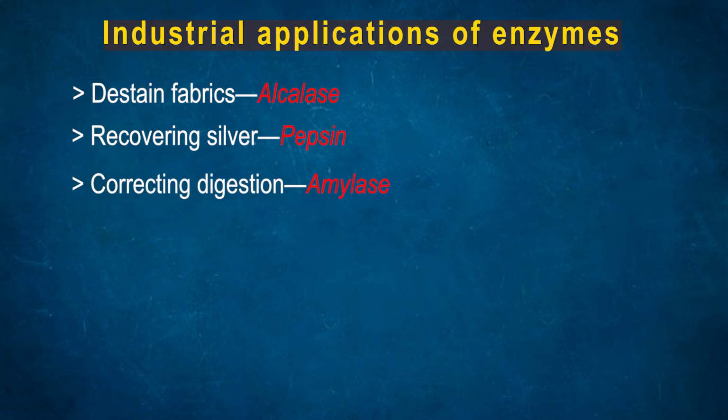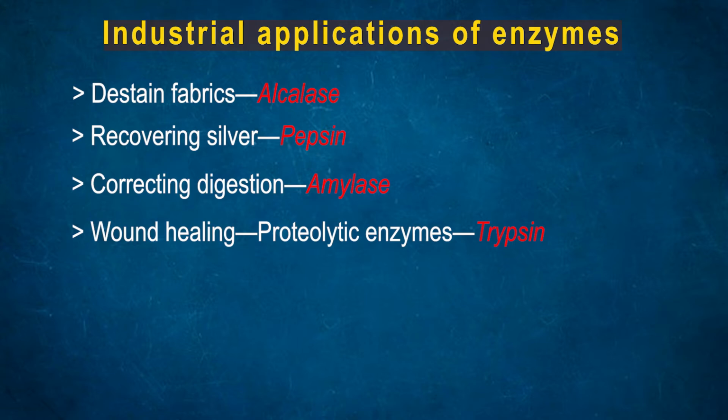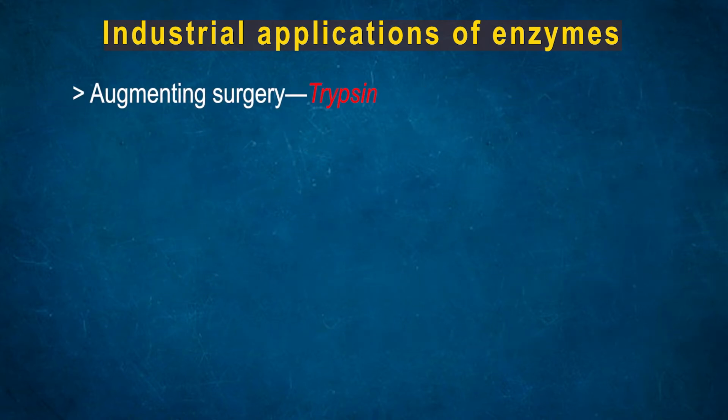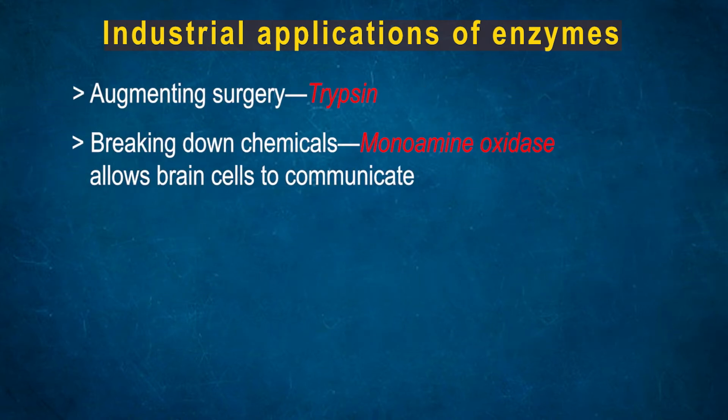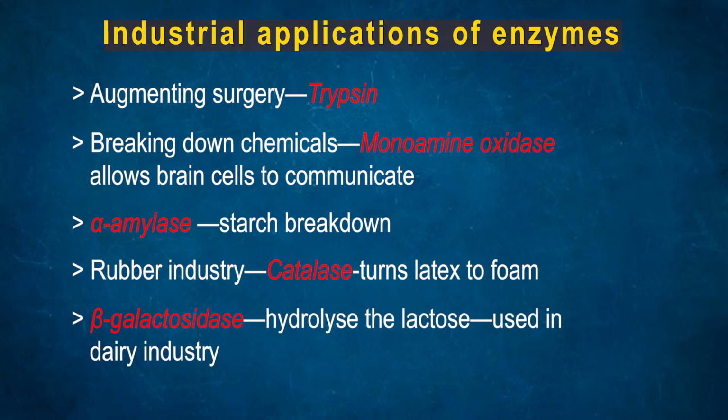Correcting digestion in vitro, amylase. For wound healing, the proteolytic enzyme trypsin is needed. For analyzing biochemicals, uricase and urease. To dissolve blood clots, urokinase. Augmenting surgery, trypsin. Breaking down chemicals, monoamine oxidase, which allows the brain to communicate. Alpha amylase is needed for starch breakdown. For the rubber industry, catalase turns latex to foam. Beta galactosidase hydrolyzes lactose, which is used in the dairy industry.